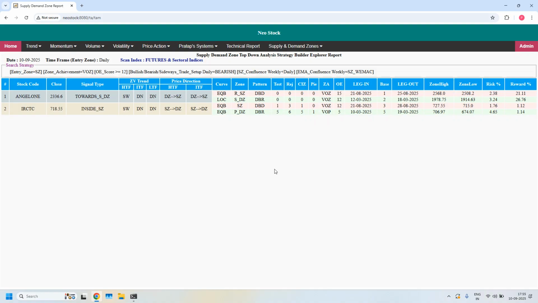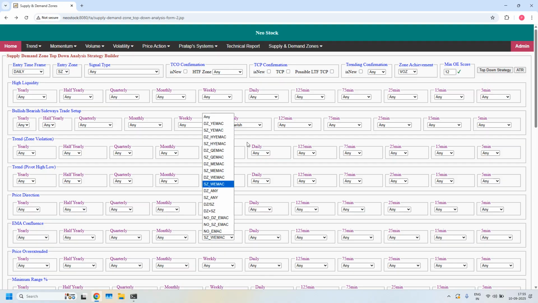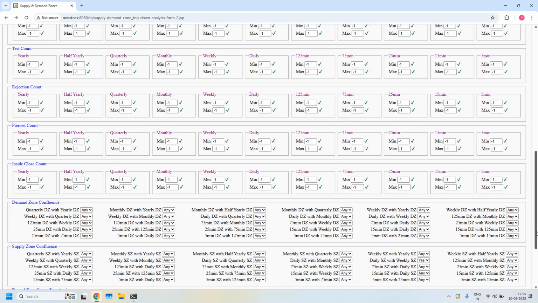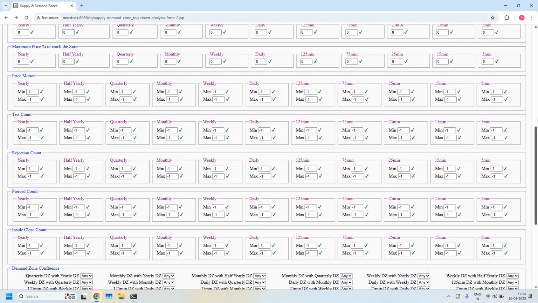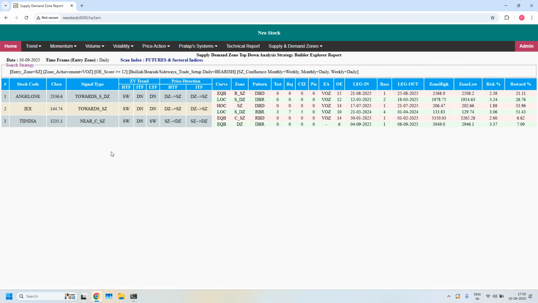Next, we will look into LTF, ITF and even HTF supply zone confluence supported stocks. Removing the ITF EMA filter. Supply zone confluence, 3 filters I am setting. First one daily and weekly already enabled. Next daily and monthly, weekly and monthly supply zone confluence. With all the 3 filters, we got 3 stocks. In all the 3 stocks, these daily supply zones overlapped with weekly supply zone. Both together again overlapped with monthly supply zone.